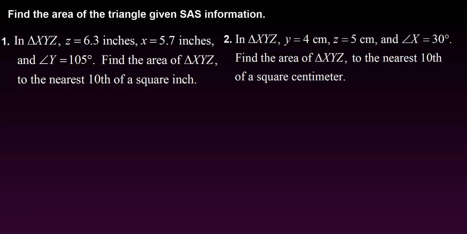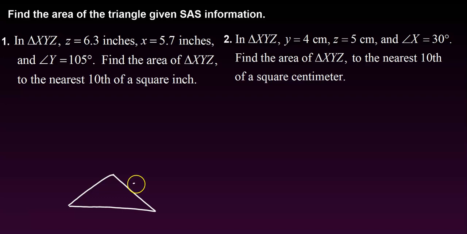So here we're going to find the area of the triangle given the SAS information. I suggest when you look at these, you draw them out. So it says in triangle XYZ, side Z is 6.3 inches, side X is 5.7 inches, and angle Y is 105 degrees. Find the area of triangle XYZ to the nearest tenth of a square inch. So let's just quickly do a sketch of this.